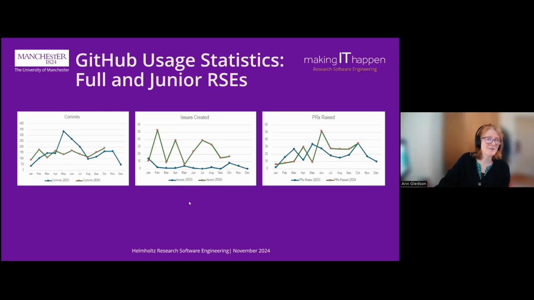And then for junior RSEs, so grade 4, 5, and 6 RSEs, again similar with the commits, not much to show there. For issues created, lots more issues created in 2024, and PRs raised, not a great deal of difference there.